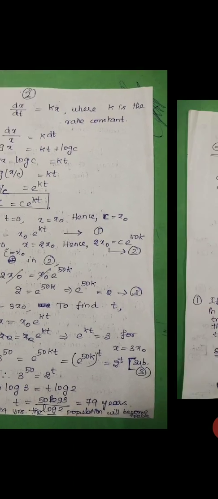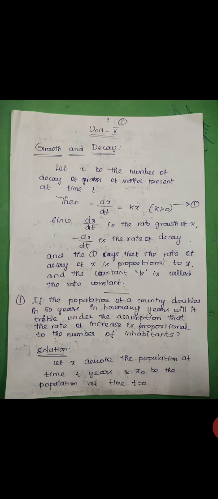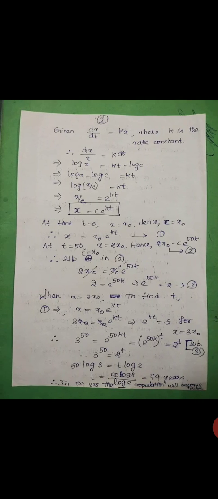What is our question? In how many years will it triple, under the assumption that the rate of increase is proportional to the number of inhabitants? Triples means I have to find the time t when x is equal to 3x naught. To find t, I substitute this value in x is equal to x naught into e power kt.